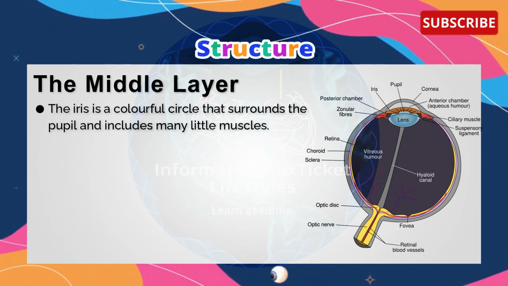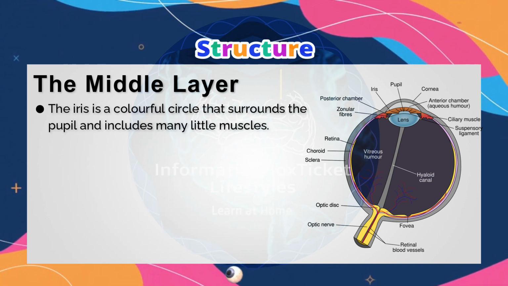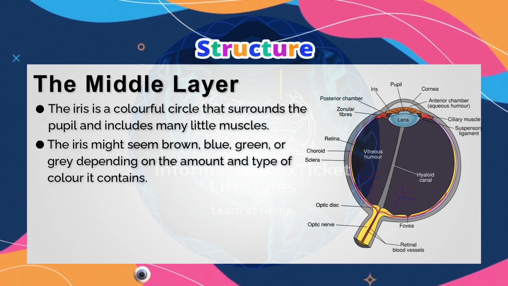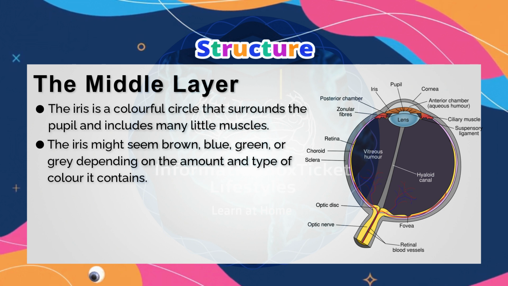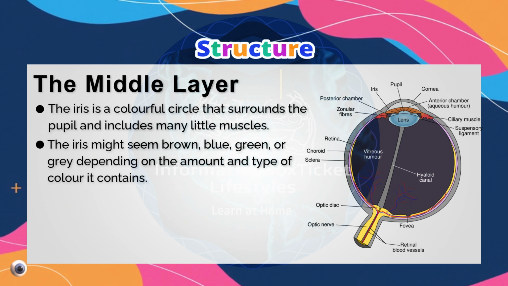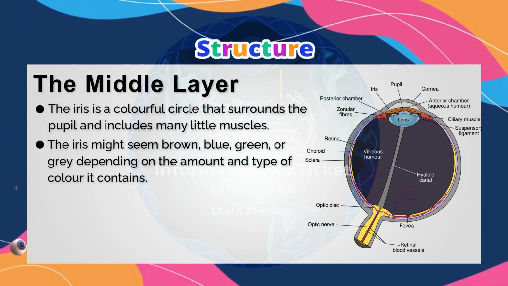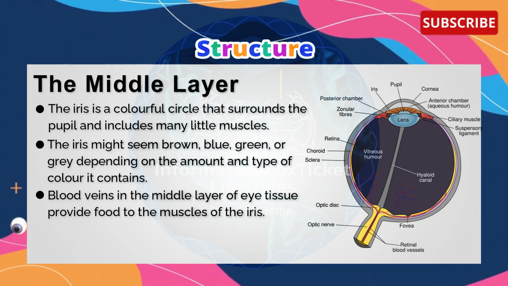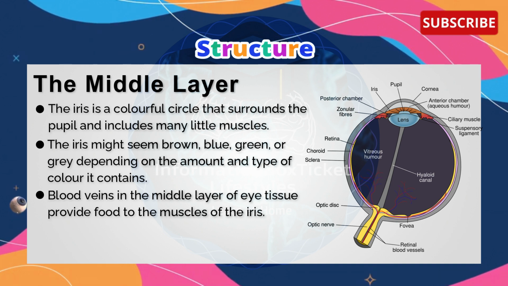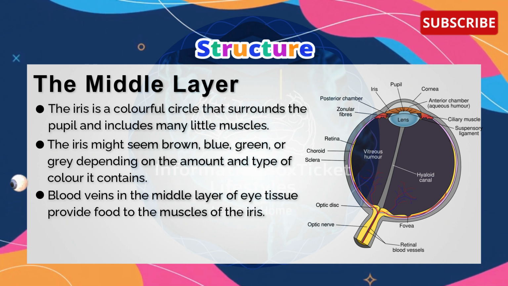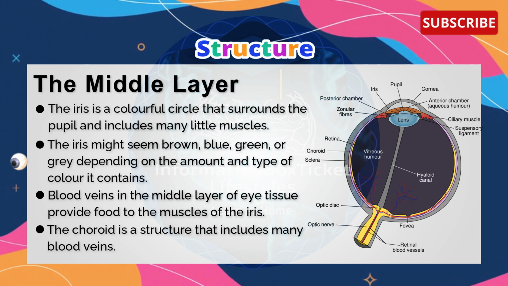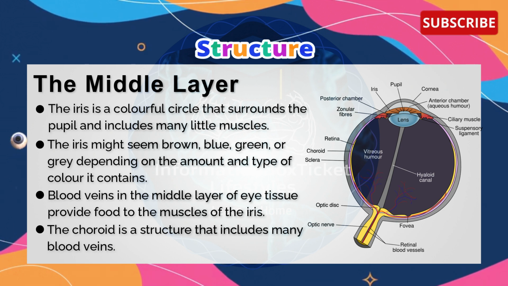The iris is a colorful circle that surrounds the pupil and includes many little muscles. The iris might seem brown, blue, green, or gray, depending on the amount and type of color it contains. Blood vessels in the middle layer of eye tissue provide food to the muscles of the iris. The choroid is a structure that includes many blood veins.